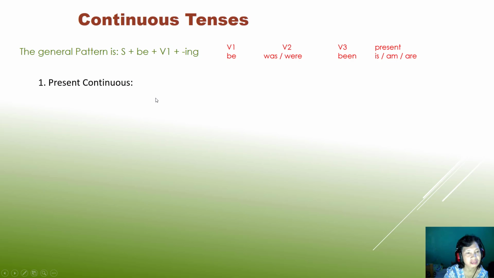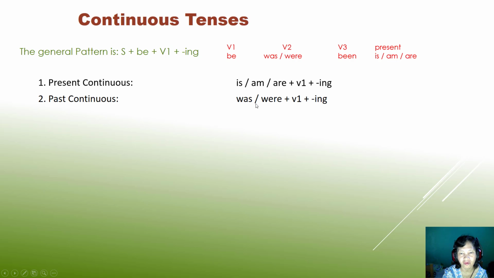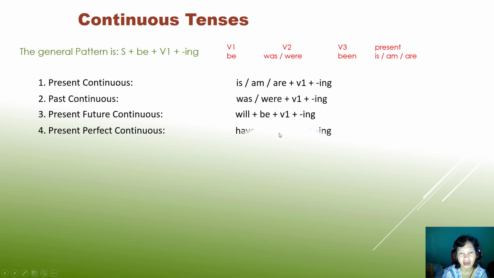Okay, let's begin with the first, present continuous. Again, never mention simple present continuous, never. So this is present continuous. As I told you before, that present we have present form of to be, so it is am, is, are plus verb 1 ing. Past continuous, we have the second form was, were, and then present future continuous, we have will plus be, surely, plus verb 1 ing. And present perfect continuous, we have have been, and then verb 3 is the to be here, verb 1 ing.